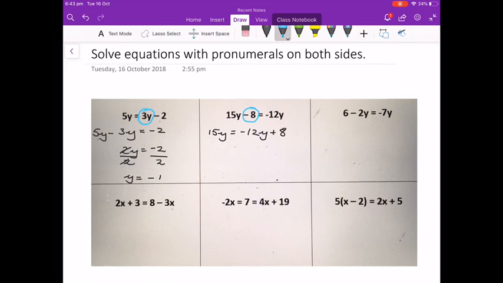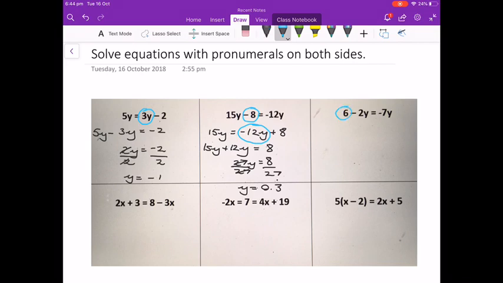My next step from here would be to get that coefficient and take that to the left hand side. So then our letters are on the left and our numbers are on the right. So 15y plus 12y equals 8, which would give us 27y equals 8. Now I only want one y, so I'm going to divide both sides by 27 and y equals 0.3 rounded.